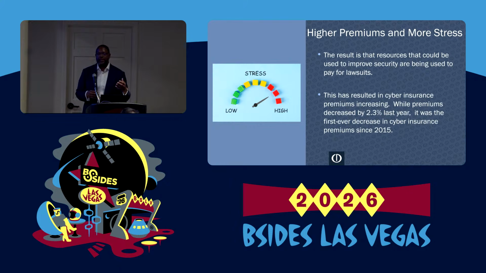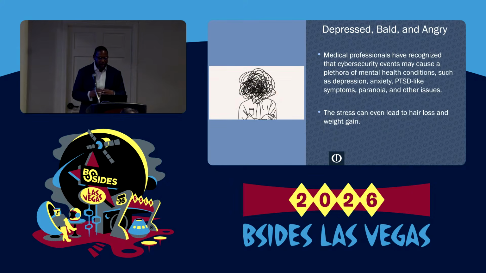More and more cybersecurity incidences means more people seeking coverage, and that leads to higher premiums and more costs for all of us. And so all of this is leading to bad consequences for every single one of us sitting in this room, right? Medical professionals have recognized that the consequences of a cybersecurity incident is similar to PTSD, right? A lot of stress, a lot of anxiety, paranoia. It leads to stress, hair loss, weight gain. And so we're all sitting here depressed, bald, and angry because of cybersecurity issues, right?